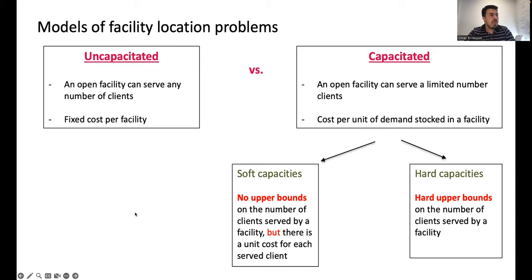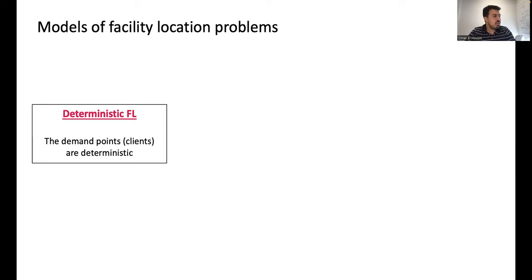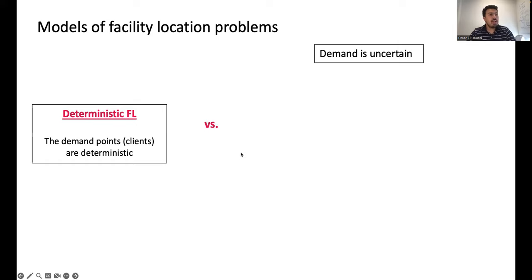And then the other classification, which would be of more interest to us today, is that there is a stream of literature on deterministic facility location. When I say deterministic, I mean that the demand points or the clients are deterministic, fixed. They're given to you. You know which clients you need to satisfy. You know where the demand points are located. On the other hand, practically, demand could be uncertain in a wide range of applications.